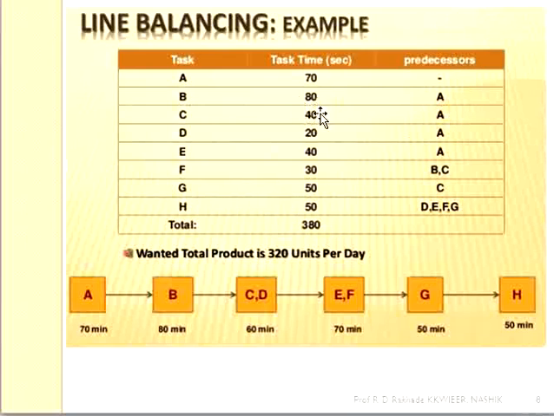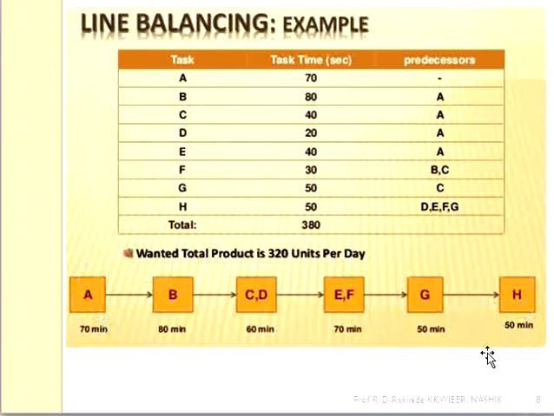Theoretically, if you consider the maximum time, the time required for task B is 80. So if you consider maximum workstation time 80, A has 70, B 80. Then C and D we can club, that is 40 plus 20. We cannot club E because the summation is more than 80. So our limitation is 80. Then we can join E and F, summation 70, G 50 and H 50.